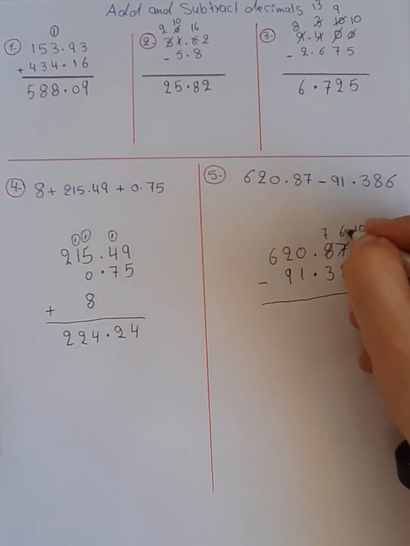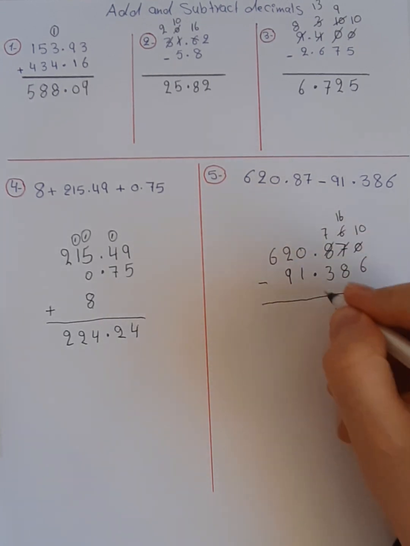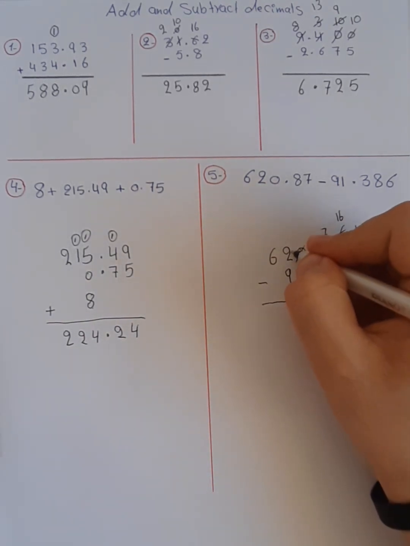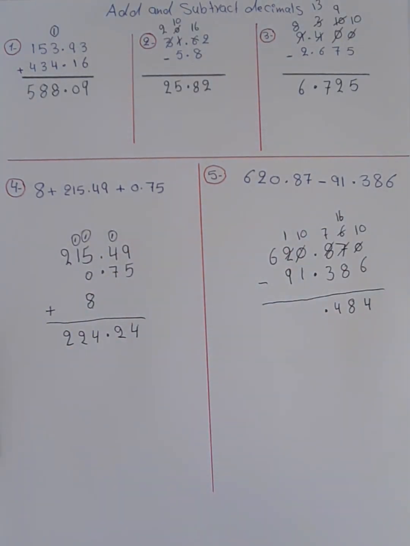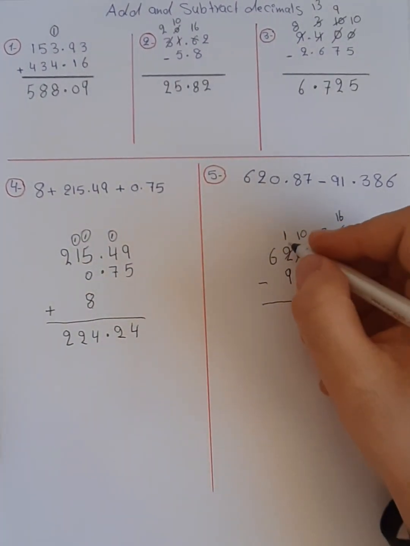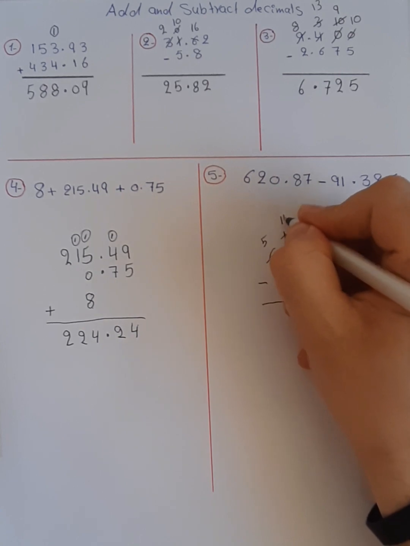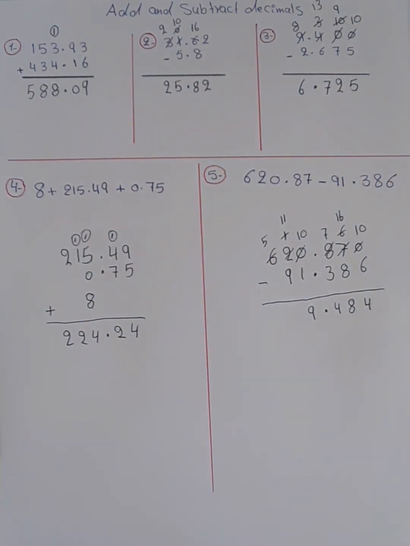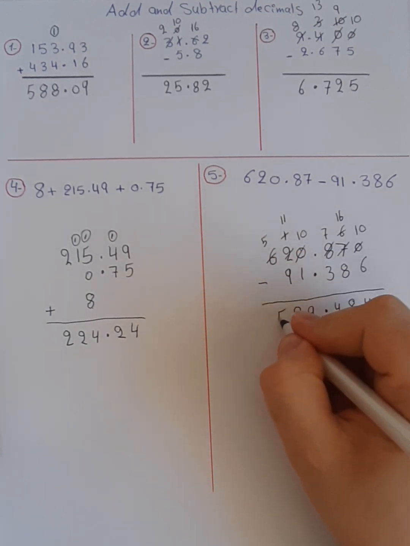8 becomes 7 and 6 becomes 16. Now we have 16 minus 8 equal to 8, and 7 minus 3 equal to 4, and write the decimal point in the same place. 0 minus 1 we can't, we have to break apart. 2 become 1 and 0 become 10. 10 minus 1 equal to 9, and 1 minus 9 we have to break apart. 6 become 5, and 1 plus 10 become 11. 11 minus 9 equal to 2, and write the 5.